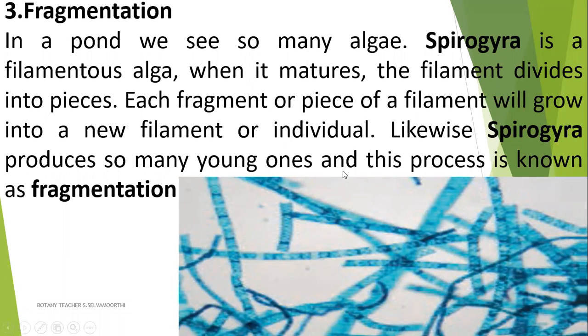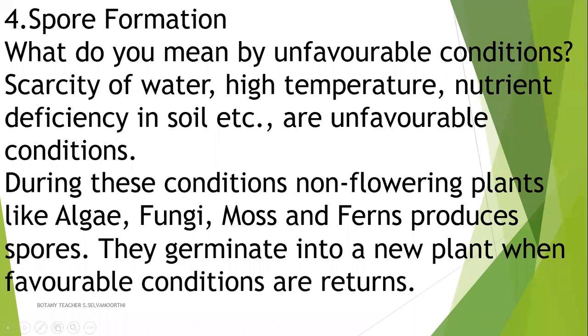Next one, fragmentation. In Spirogyra algae, which we can see in ponds, Spirogyra is a filamentous alga. When it matures, the filament divides into pieces. Each fragment or piece of the filament will grow into a new individual filament. Likewise, Spirogyra produces many young ones, and this process is known as fragmentation.